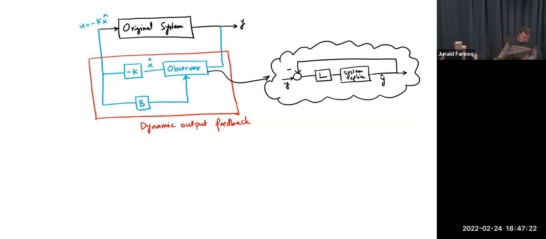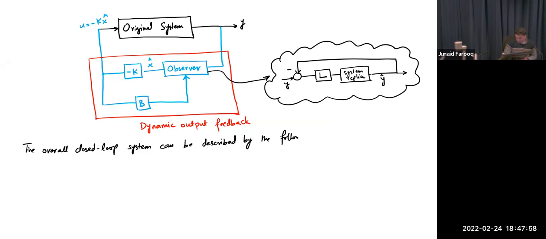And the next step is, how do we analyze this dynamic output feedback system? If you look closely, the overall closed loop system can be described by the following equations. Previously we just used u equals minus kx, and that was the closed loop system, and we realized our closed loop system equation has A minus BK as the important matrix, and that has to be Hurwitz, meaning its eigenvalues have to be in the left half plane to be stable.